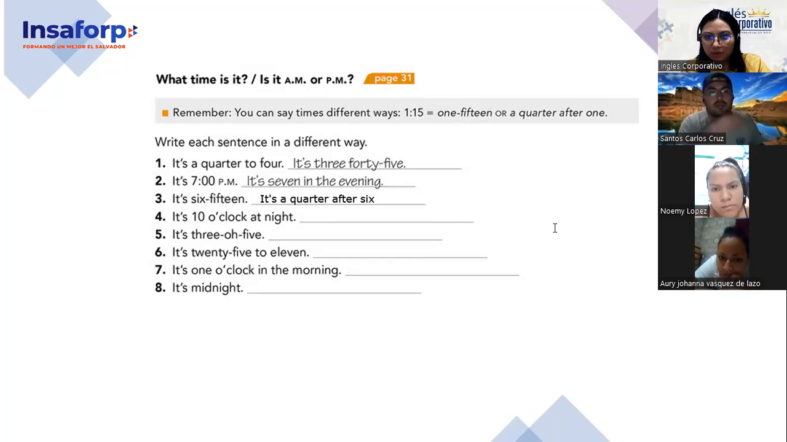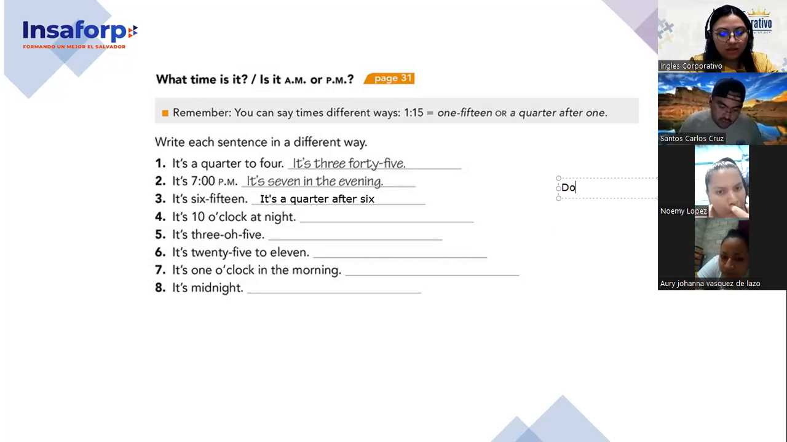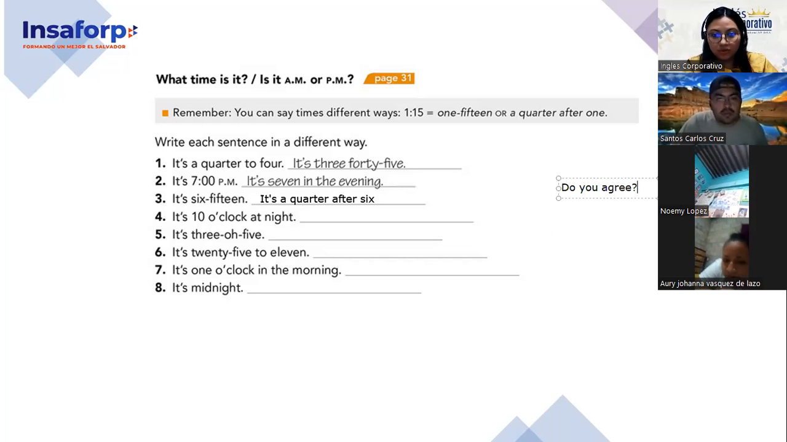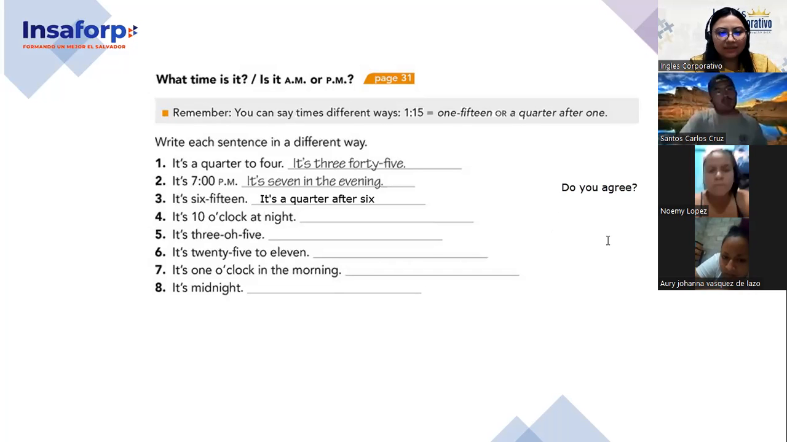Class, do you agree with this answer? ¿Están de acuerdo con esa respuesta? Do you agree? Miren, do you agree? ¿Están de acuerdo? Eso significa, do you agree? Yes, teacher. No, teacher. Yes, teacher. Very good. Number four, it's 10 o'clock at night.